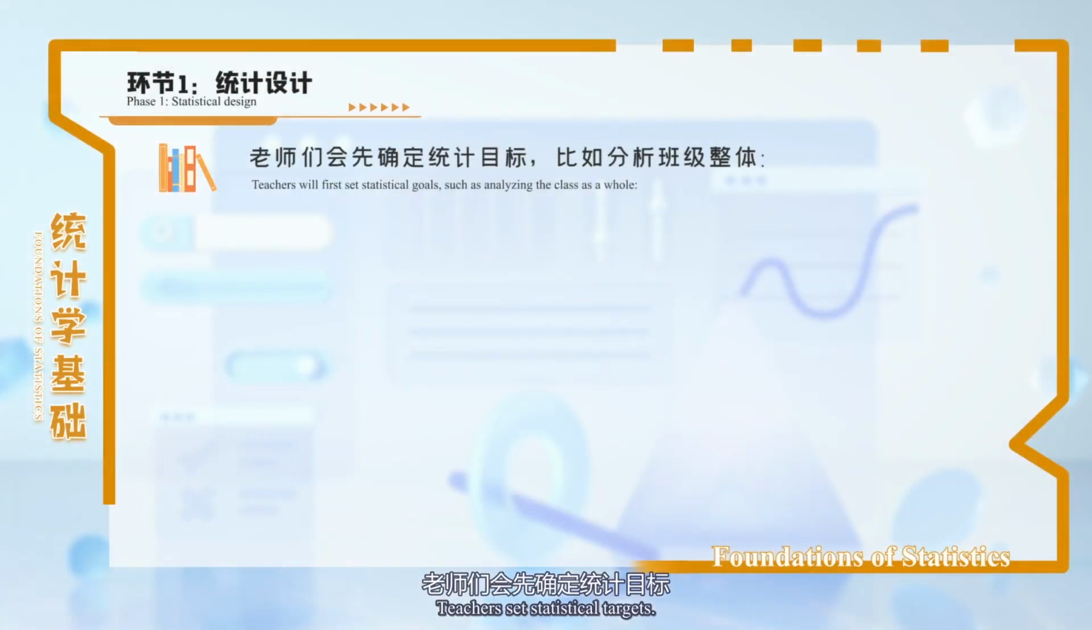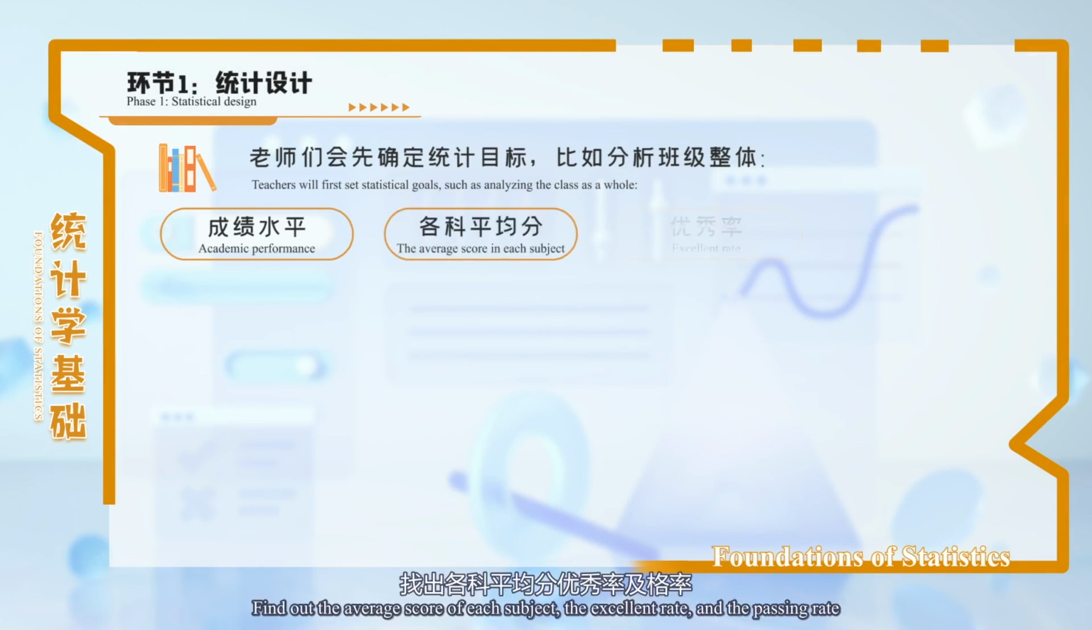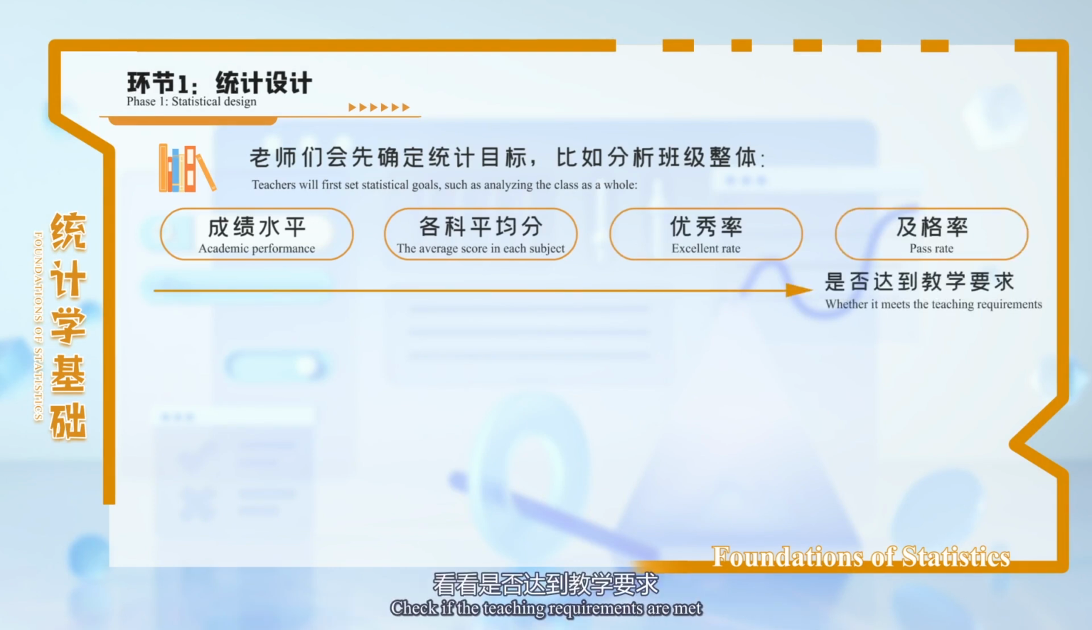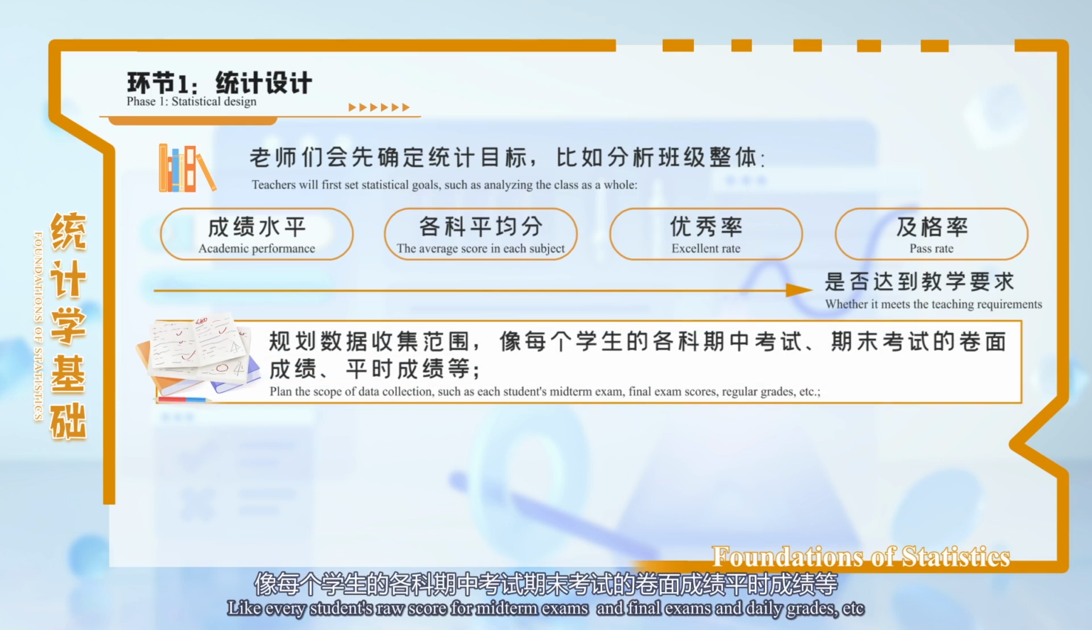Teachers set statistical targets, for example, analyzing the overall grade level of the class: finding the average score of each subject, the excellent rate, and the passing rate, and checking if the teaching requirements are met. Then plan the scope of data collection, like every student's raw scores for midterm exams, final exams, and daily grades.